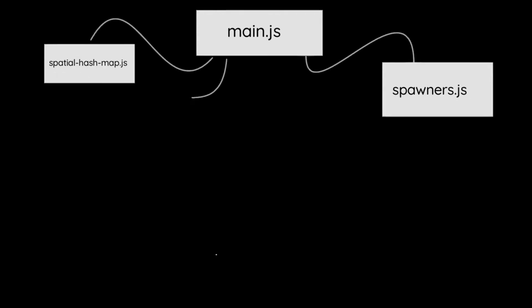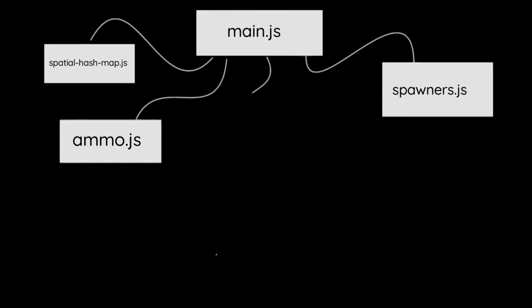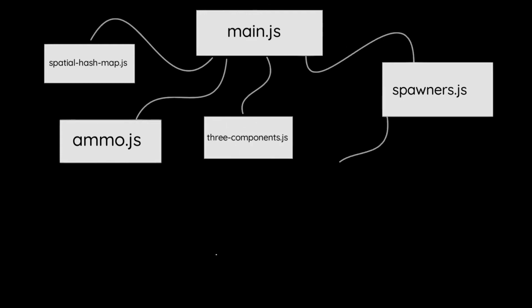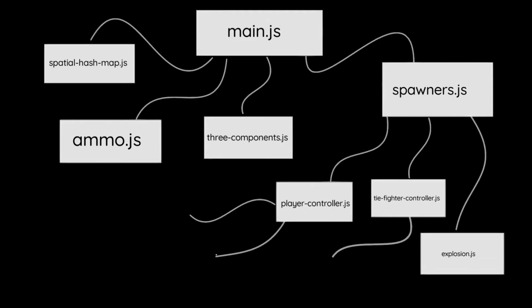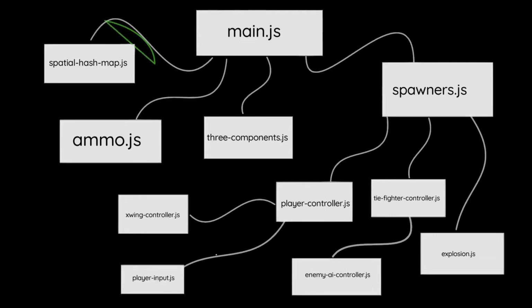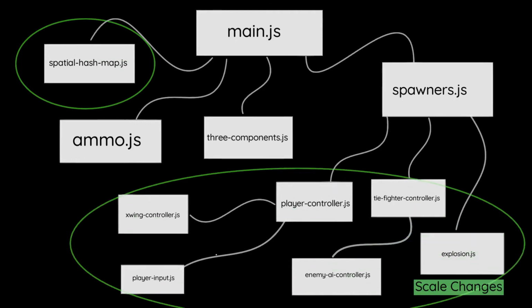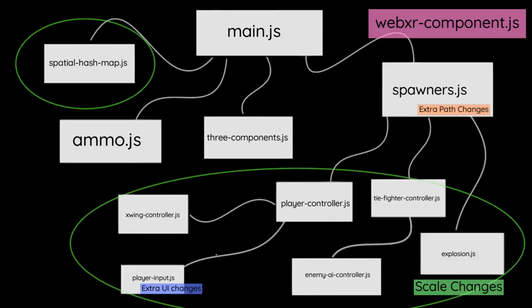The code is broken down into a bunch of different JavaScript modules. It has main as the central module, and that activates a bunch of other modules. In particular, the ones we're going to want to focus on are the spatial hash map, the spawners, and everything that comes from the spawners. Those are the main things we are going to have to scale down. Basically, wherever we see a 100, we put a 1. Wherever we see a 1, we put a 0.01. And that's basically how we go about doing that.